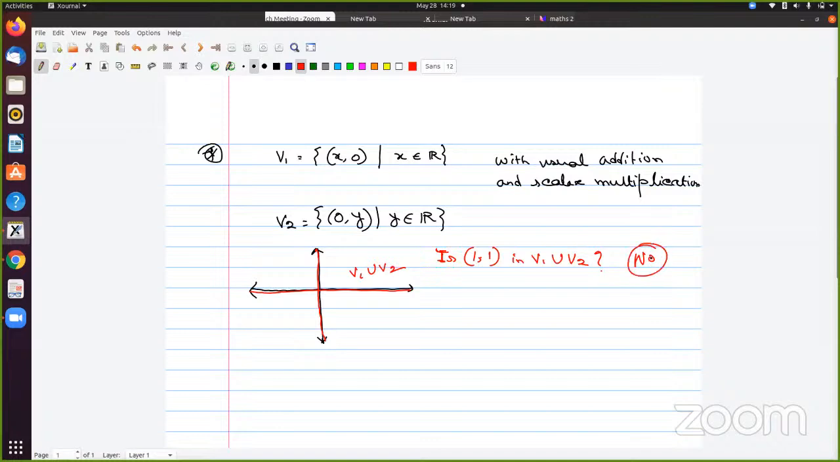So (1, 0), (2, 0), (3, 0), and (0, 1), (0, 2). Exactly, whatever is present on the x-axis or the y-axis. So this is the union. You know what the union is. Correct? Okay. Now, is it a subspace?